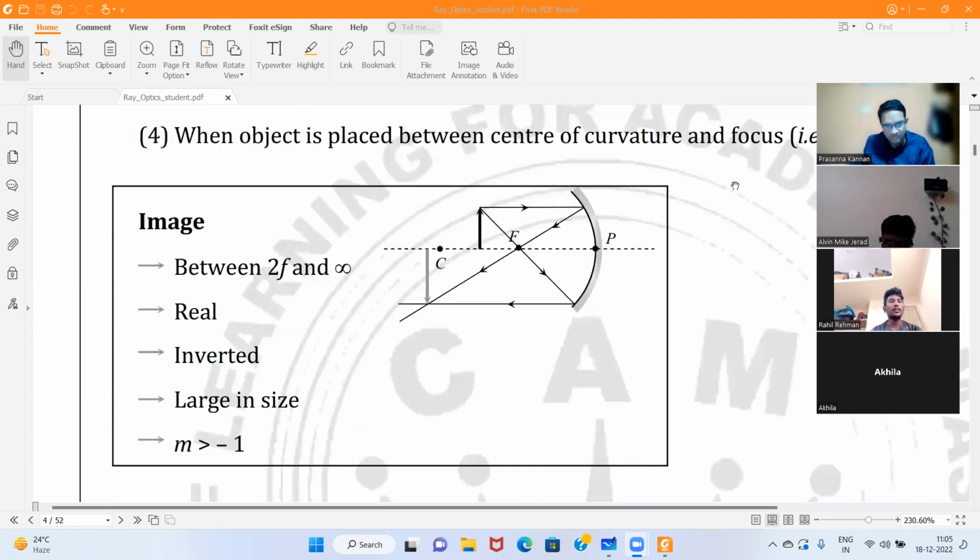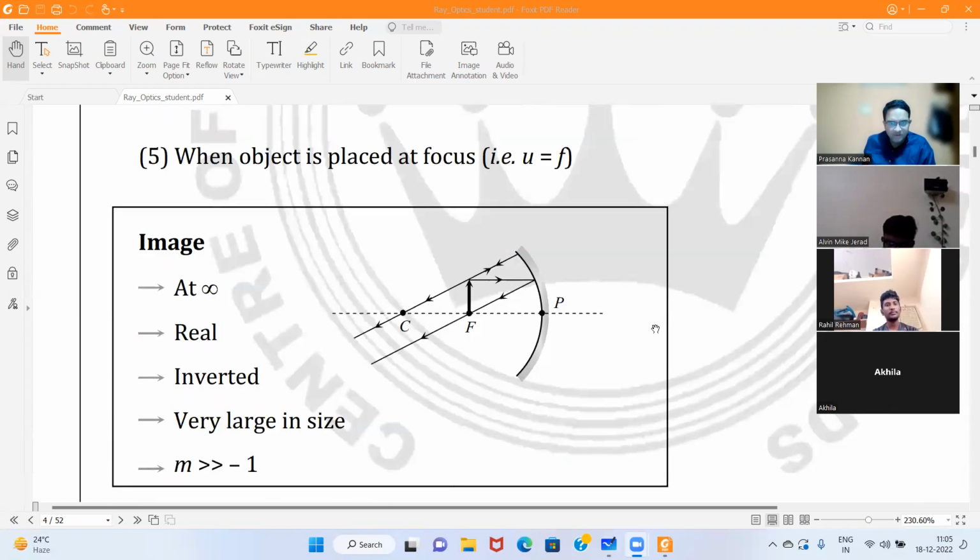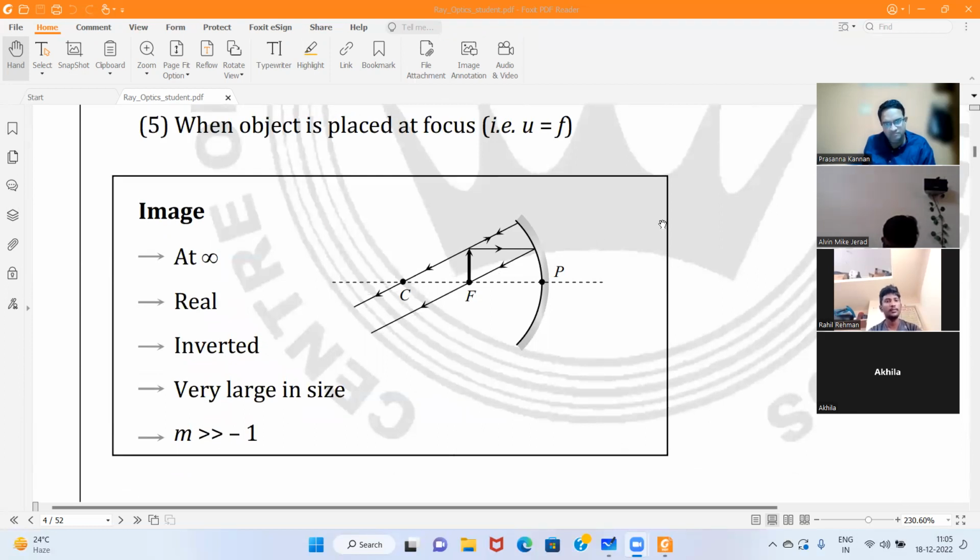After that, when the object is between focus and center of curvature, then the image is beyond center of curvature, and it's real, inverted, and large in size. Very good. Then, when the object is at focus, the image is at infinity. It's real, inverted, and very large in size. Very good. So these are the things we discussed.